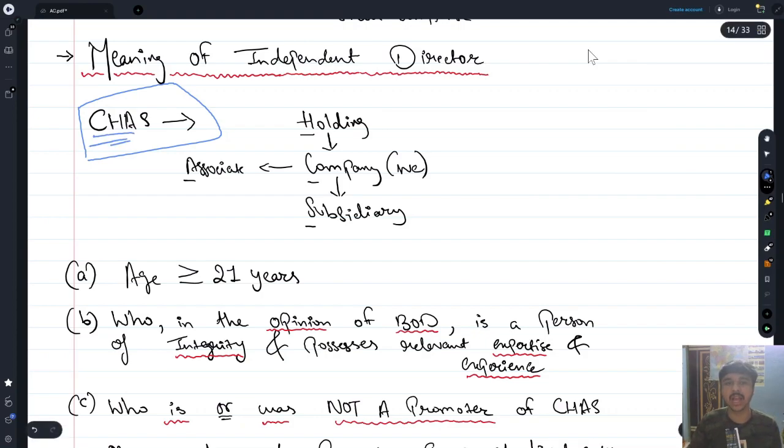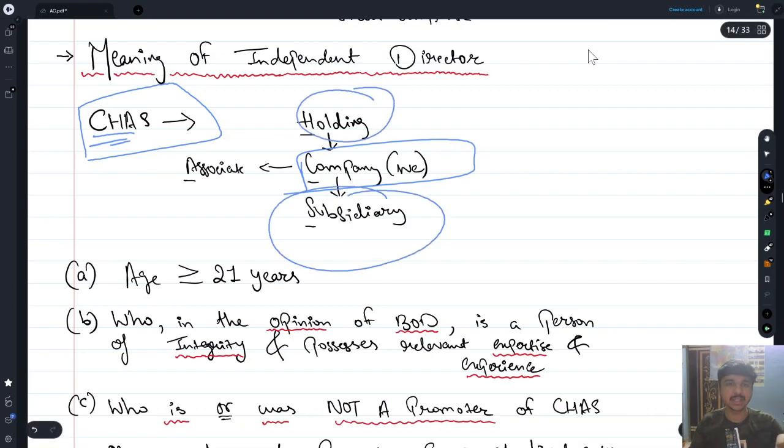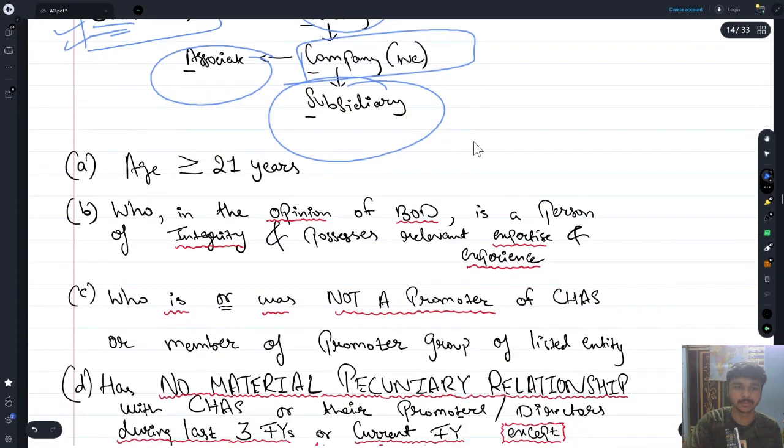What does CHAS mean? CHAS means the company itself, that is we, the listed company, our holding company, that is H, our subsidiary company, that is S, and our associate company, that is A. So CHAS means company, holding, associate, subsidiary, that is CHAS. Okay, CHAS in Hindi means buttermilk.